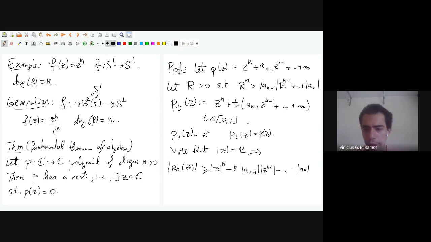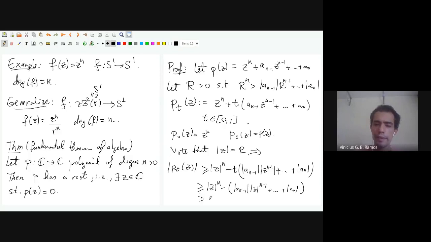So first you have a t that multiplies this, but t is less than or equal to 1, so this is going to be bigger than or equal to norm of z to the n minus norm of a_{n-1} times norm of z to the n minus 1, etc., norm of a0. And now this is bigger than 0, yeah, because the norm of z is r. So this is r to the n minus norm of a_{n-1} r to the n minus 1, plus etc. plus norm of a0.